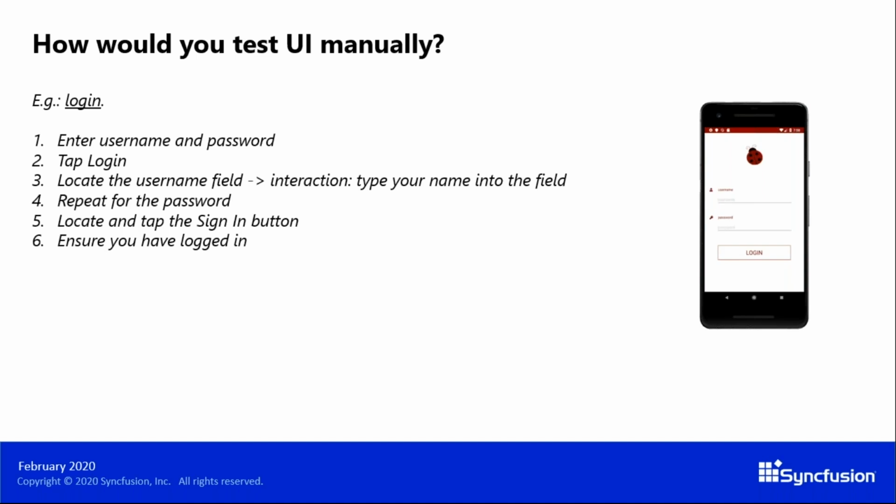So in order to do this manually, the first thing that you'll do is to locate the username field, tap on it, so you do an interaction, and start typing your username. The same you'll do for your password field, and after you entered the information, you locate the login button and you'll click on it. Once you click the login button, you'll need to ensure that you actually logged in to the application, so you might see something.